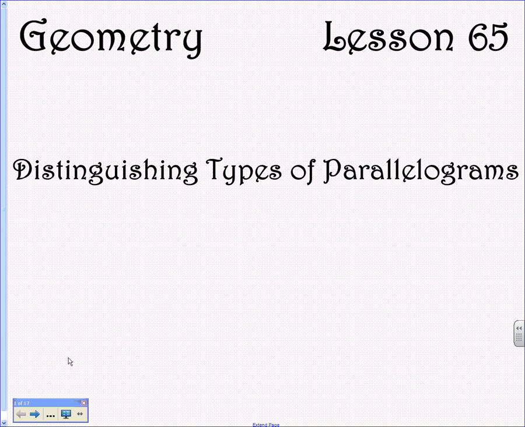Distinguishing types of parallelograms. Yes, they like to have lessons on parallelograms. There are lots of different things about parallelograms, so they like to have a lot of lessons on them. Just like triangles, parallelograms have lots of properties that you had no clue about.